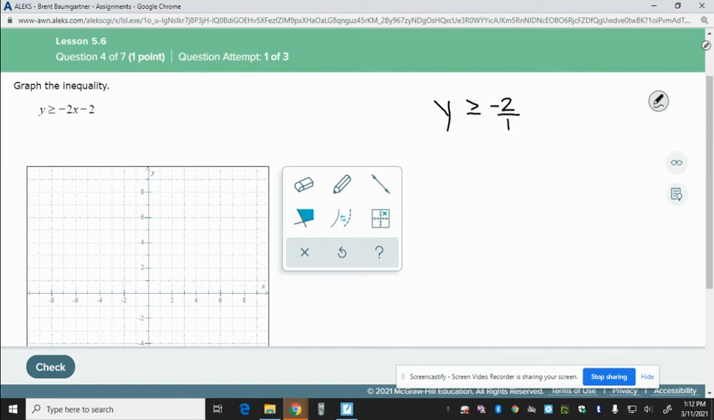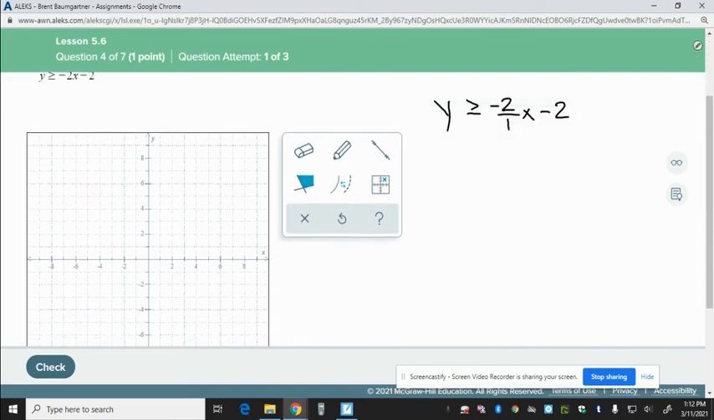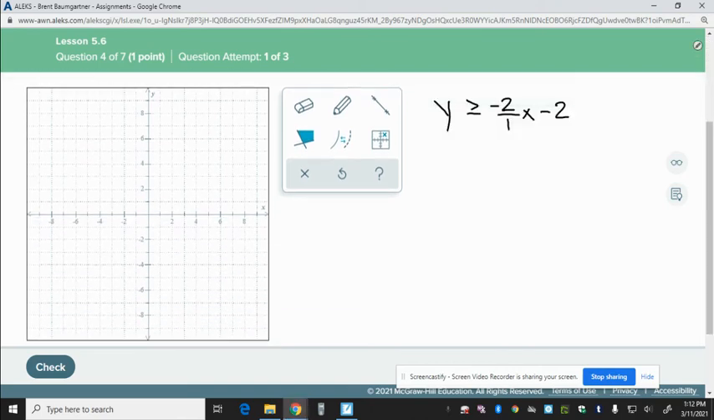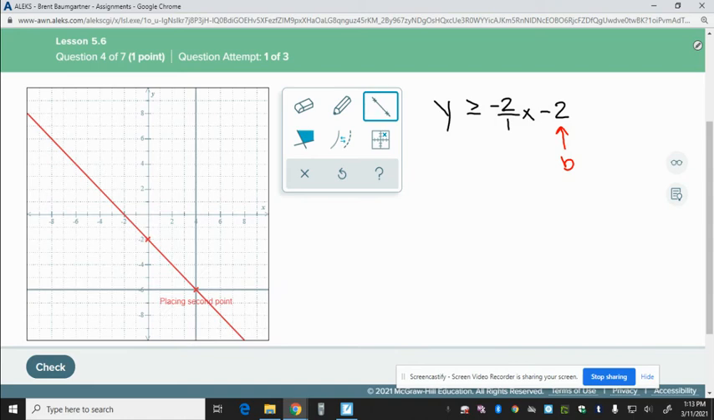Now remember that -2 could be written as -2 over 1. We need to first graph this. All right, let's get this down here. Now my y-intercept is b, right, everybody? That's at -2. So I'm going to go ahead and use my line tool, and I'm going to put a point at -2. Okay, so there's the first point for this line.